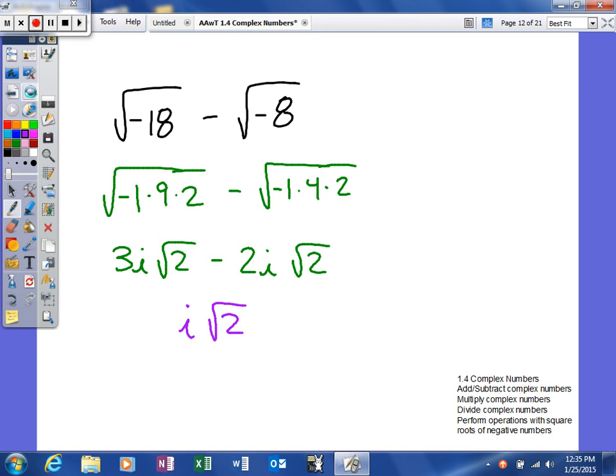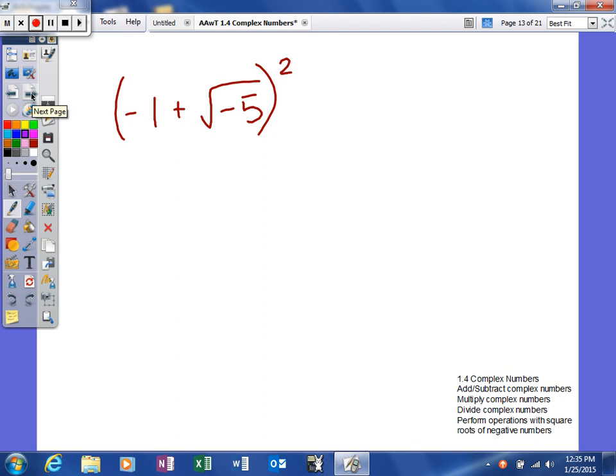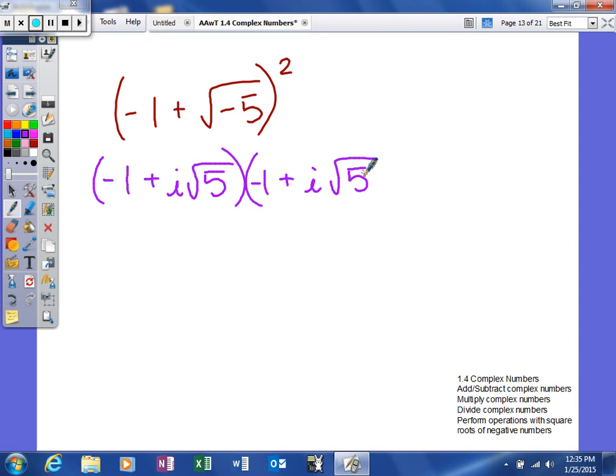Let's look at another one. This time what we're trying to do is square this. Again, like I said, the first thing you need to do is go ahead and express the negative radicand as a complex number, so write it in terms of i. Whenever you're squaring a binomial, basically what you're going to do is multiply it by itself. So we'll use the distributive property at this point.